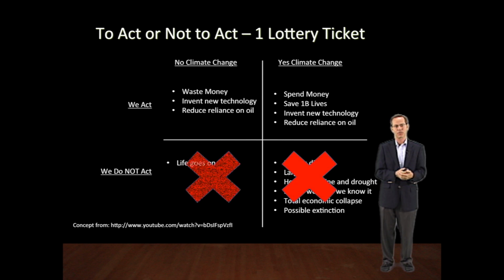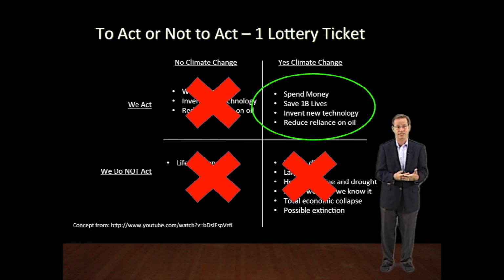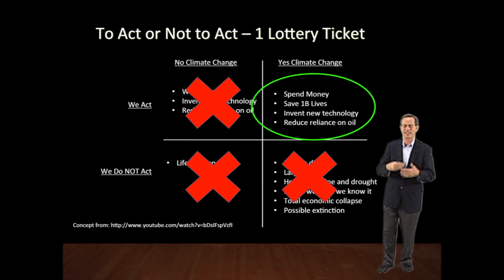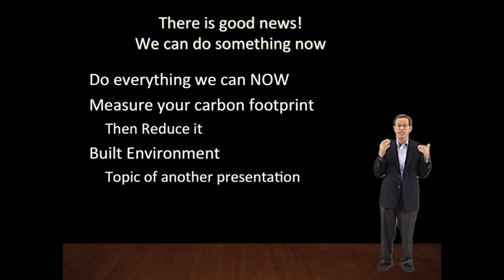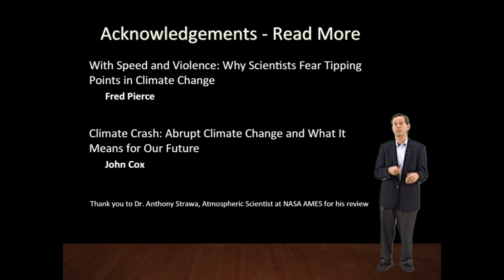Again, I'm taking this from a video on YouTube, but I just love the powerfulness of this message. There's really only one lottery ticket I would personally like to play, which is we act and we assume that there is going to be climate change. Because even if we act and there's no climate change, there are still some positive outcomes. But if we choose not to act, there's a 50% chance in the we do not act category that awful things happen. So I personally am going to choose to act and continue to bring to market some world-class technologies that can address climate change, address CO2, and do everything we can now. Because there is good news. We can do an awful lot now. We can measure our carbon footprint, then reduce it, and we can address our built environment, which is the number one issue, and that's the topic of another presentation.